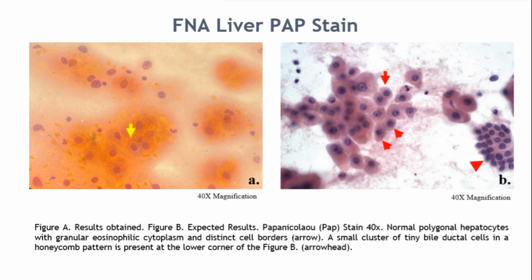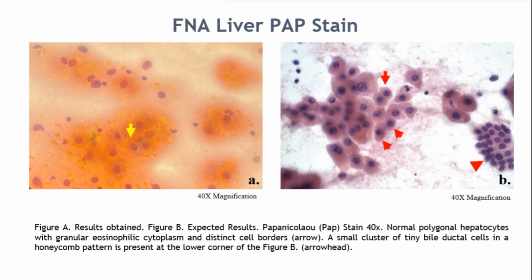Besides, in figure B, a small cluster of tiny bile ductal cells in a honeycomb pattern is present, as shown by the arrowhead. Bile duct cells are sparse in normal liver aspirates. They usually have less cytoplasm and contain round to oval nuclei with indistinct nucleoli.